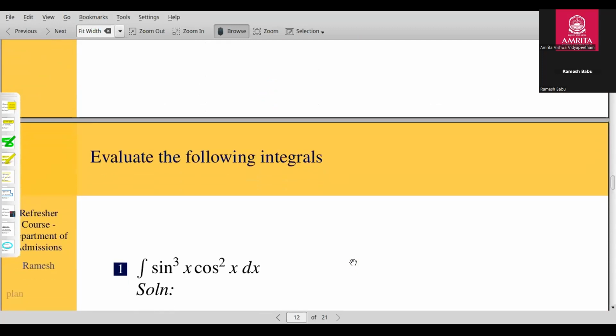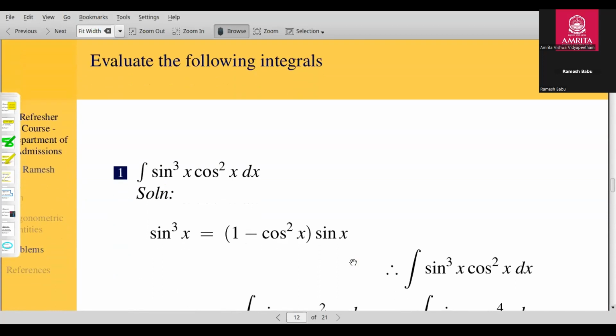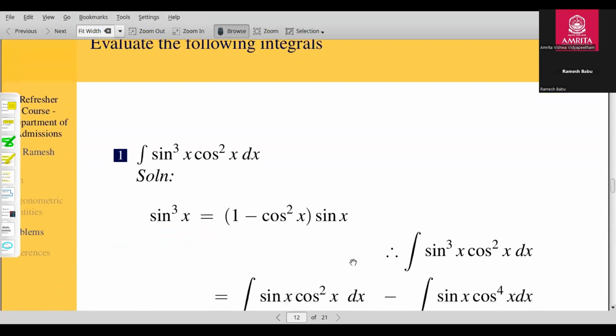This problem is the combination of sine cube x and cos squared x into dx. See, sine and cos. One can understand that sine cube x can be written as sine squared x into sine x. For example, x cube can be written as x squared into x. In a similar way, sine cube x can be written as sine squared x into sine x. But sine squared x can be written as 1 minus cos squared x. We know the identity: sine squared x is nothing but 1 minus cos squared x. So I am applying this identity.